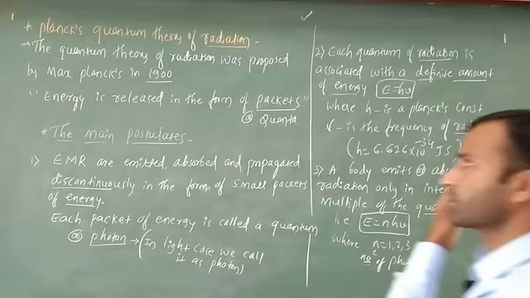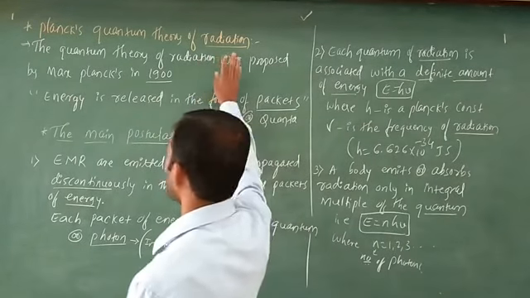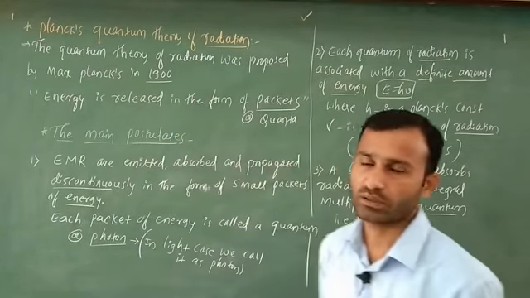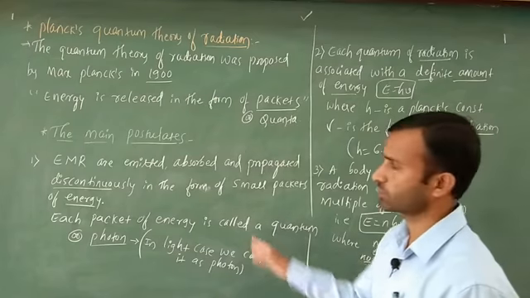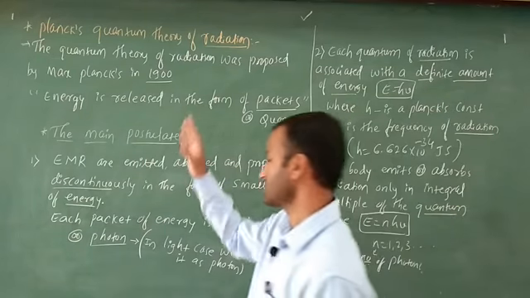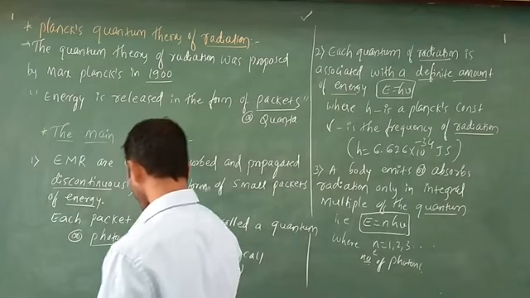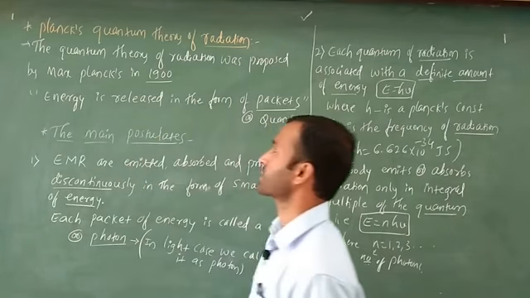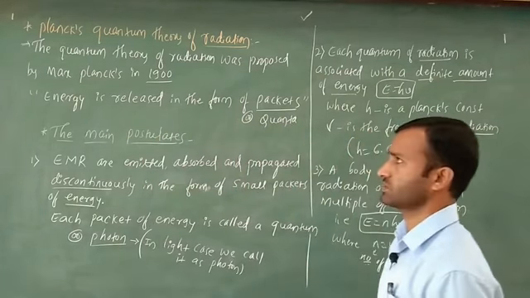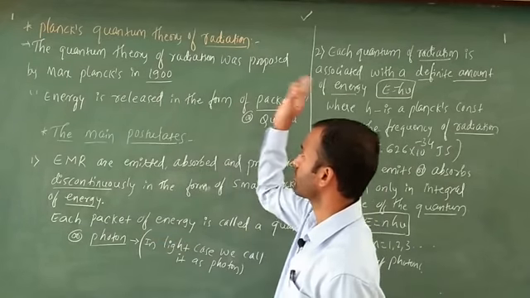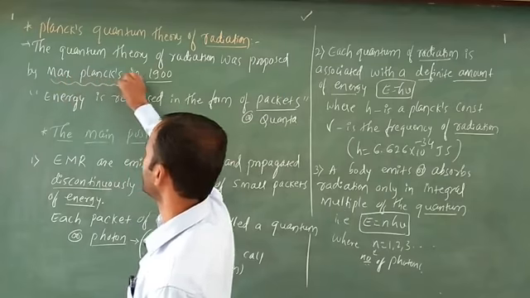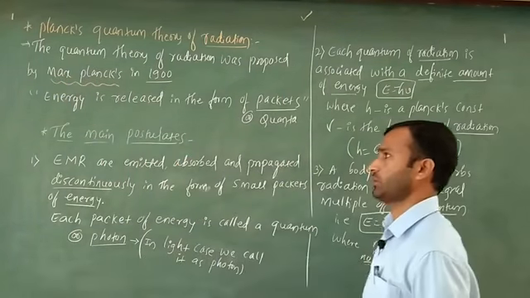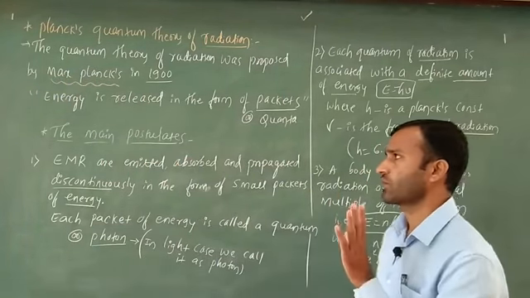Next point, friends, Planck's quantum theory of radiation. This is also a most important part. In the PU board they are going to ask you a 3 marks question, you have to write 3 postulates. The quantum theory of radiation was proposed by Max Planck in the year 1900.